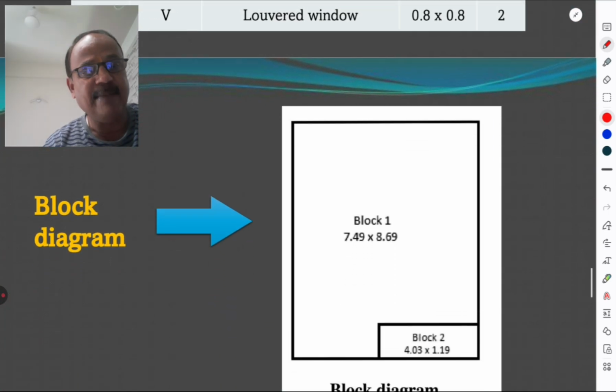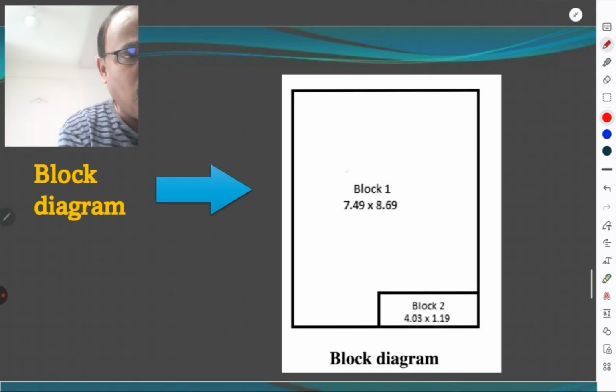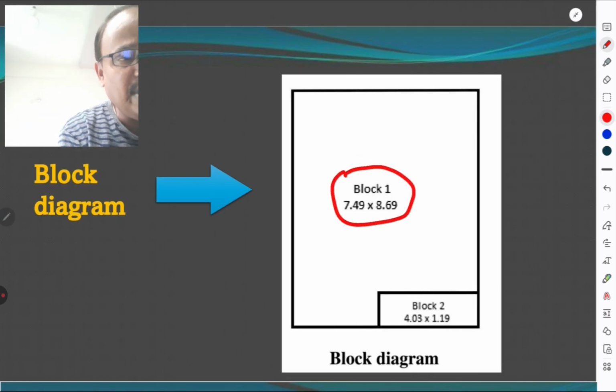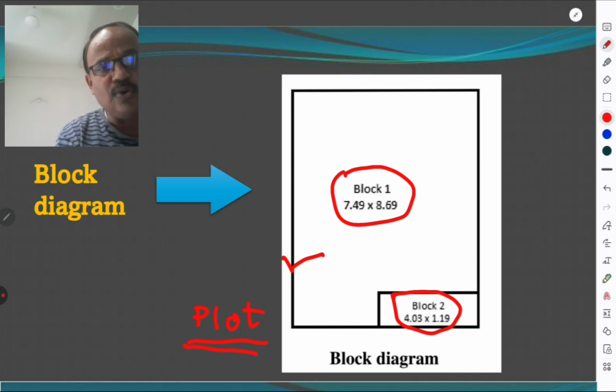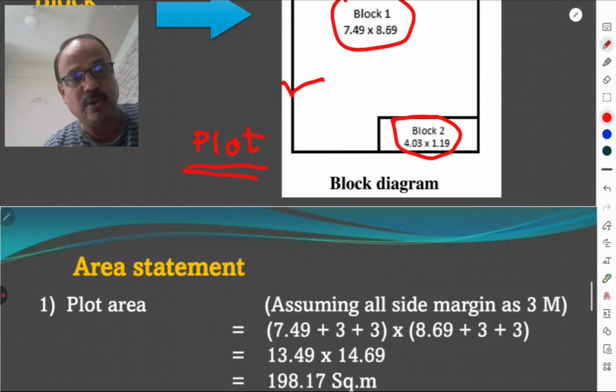What is the block diagram? Please see this figure. Block 1 is 7.49 by 8.69. The block 2, I think it is an opening in this block. That block 2 is 4.02 by 1.19 meter. This is the block diagram of any plot. So one must know what is the block diagram of a plot.